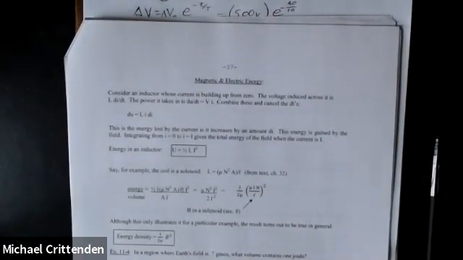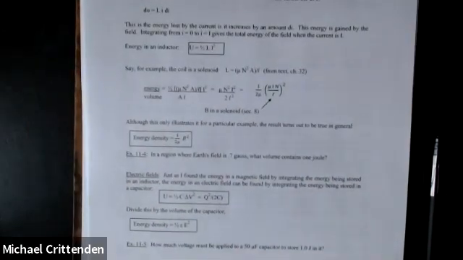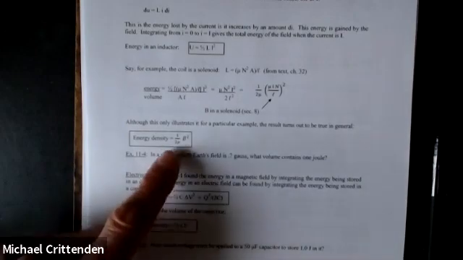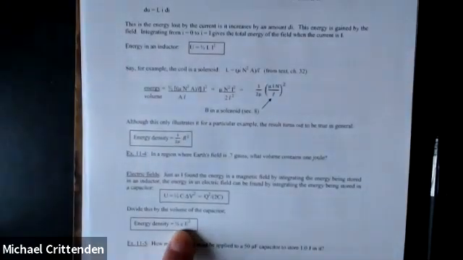Next topic, magnetic and electric energy. One place where this becomes significant is when you get into a discussion of electromagnetic waves. When we do that unit on electromagnetic waves in Physics 3, the energy carried by light, or for that matter, any other kind of electromagnetic radiation, the energy per unit volume in say a beam of light is this plus that, okay?